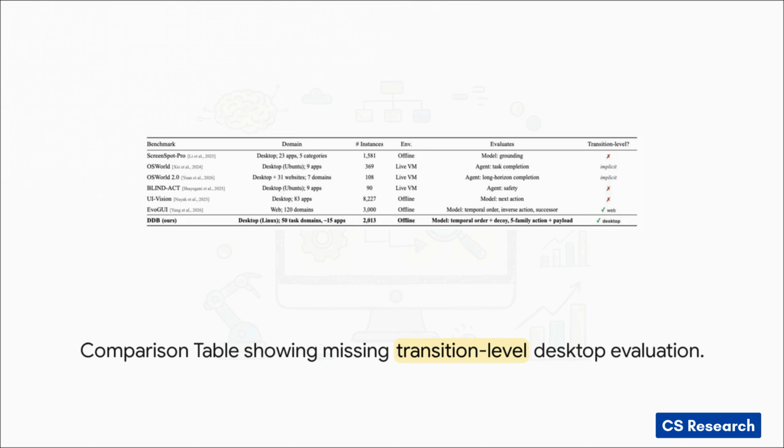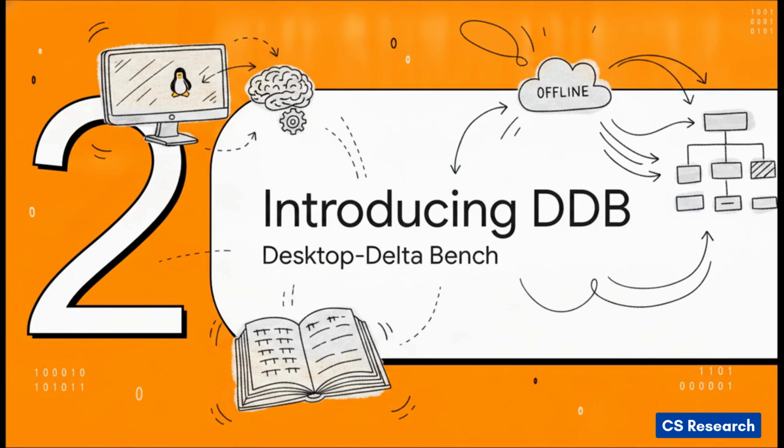Now, a web-based tool called EvoGUI does offer transition-level scoring for browser tasks, but because it's strictly limited to the web, there's still a massive blind spot for native desktop environments. Up until now, there was absolutely no tool that systematically tested step-by-step visual reasoning in a desktop Linux environment. So that brings us to section 2, introducing desktop delta bench.